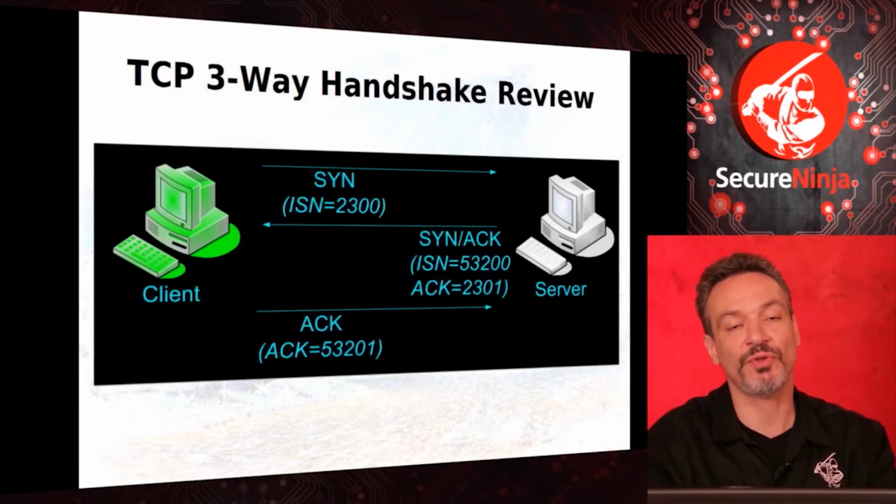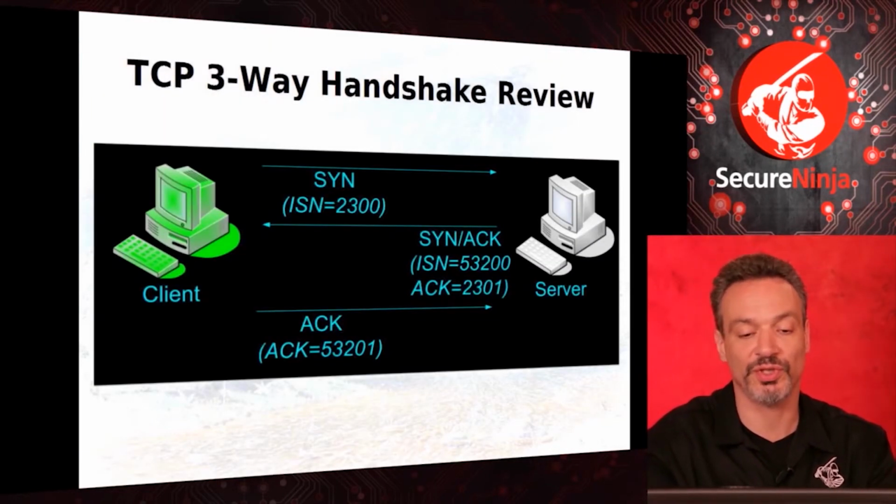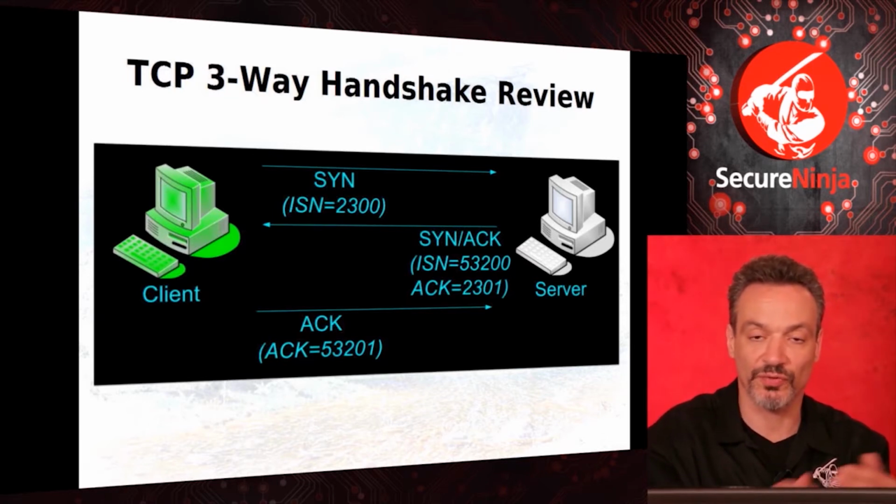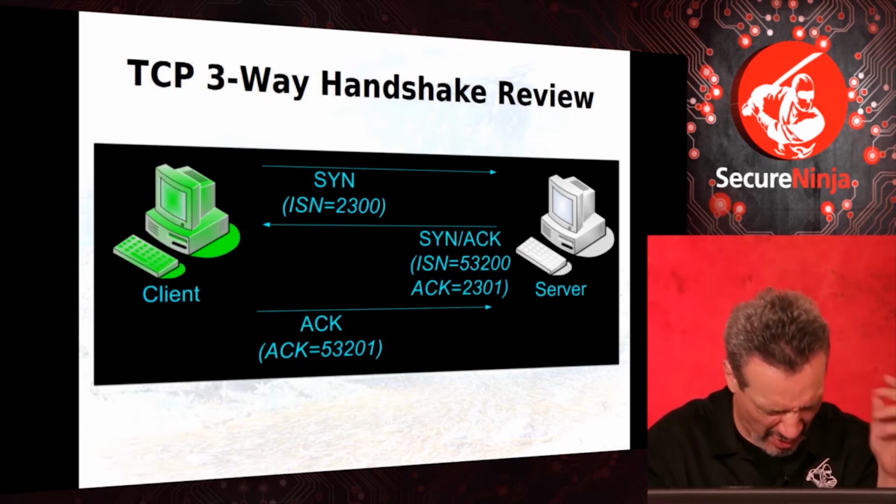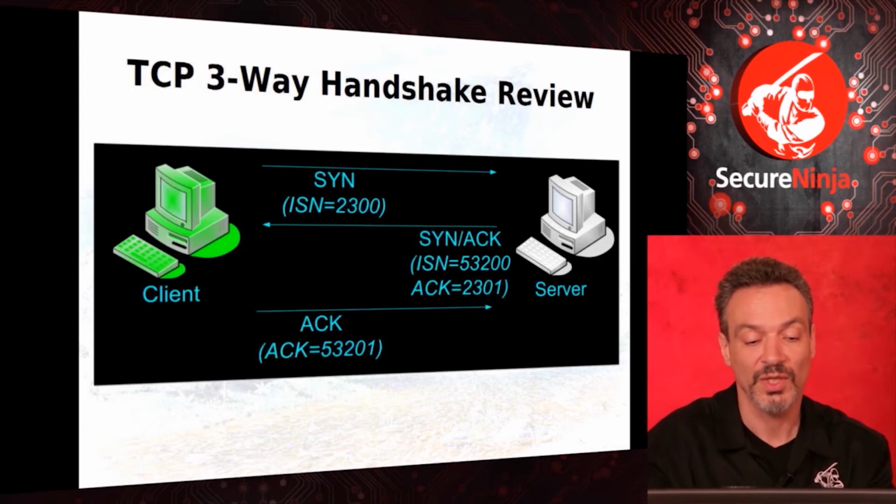So just a quick review of the three-way handshake. You will need to know this for your test. When a client talks to a server, they pick an initial sequence number. I'm going to start counting here, and I'm going to number every byte. So in this case, we said it's 2300, right? That's the initial sequence number for the client.